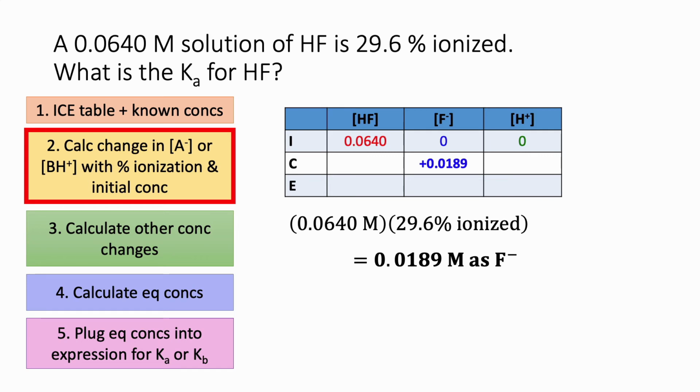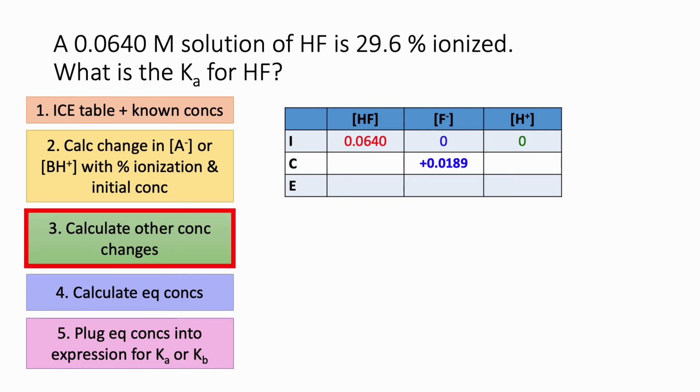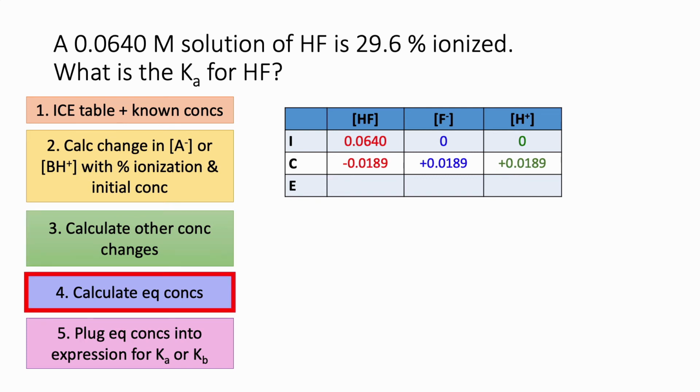So let's plug that into our ICE table, and now we're going to calculate the other concentration changes. And as always, we're going to have the same change with the H plus concentration and the negative change in our HF concentration. Now we can calculate our equilibrium concentrations. That gives us 0.0451 for HF, 0.0189 for both F minus and H plus.